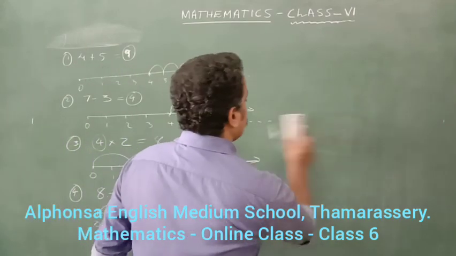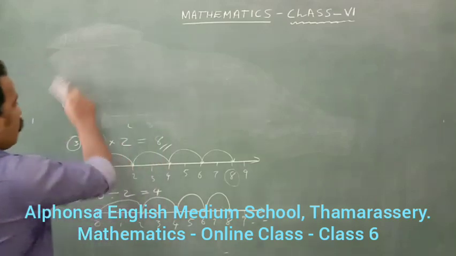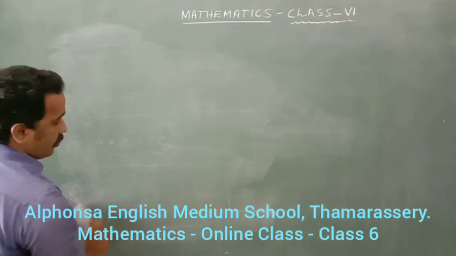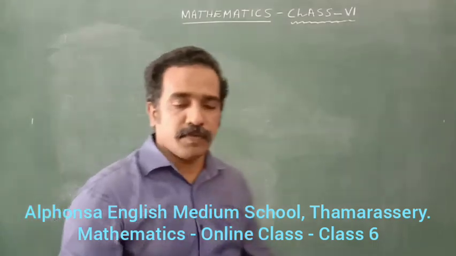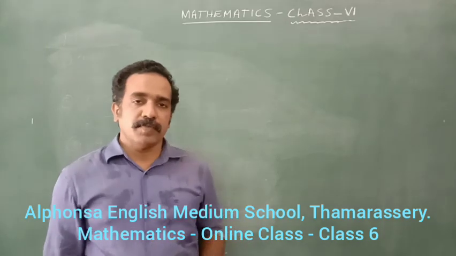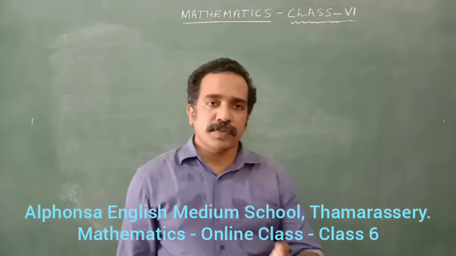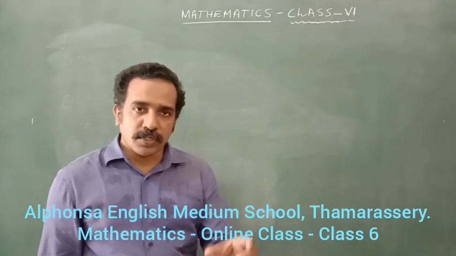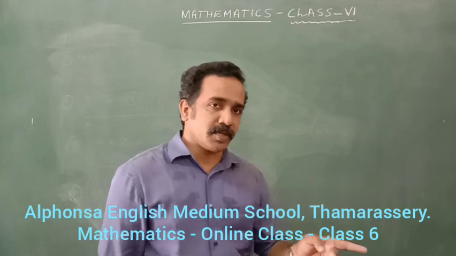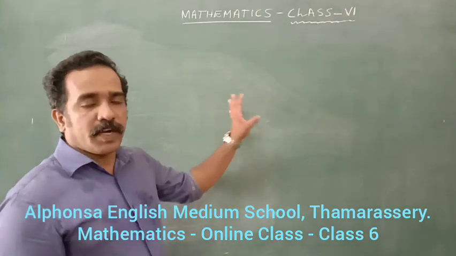And later, after all this addition, subtraction, basic operations, we learned the properties of whole numbers. We saw whole numbers are closed with respect to addition, closed with respect to multiplication, but not closed with respect to subtraction and division. Why? What is meant by closed?